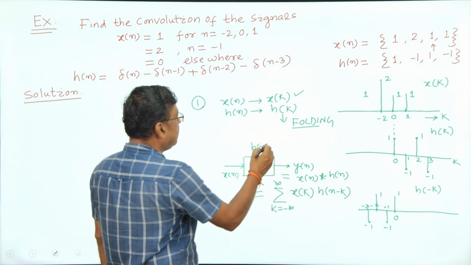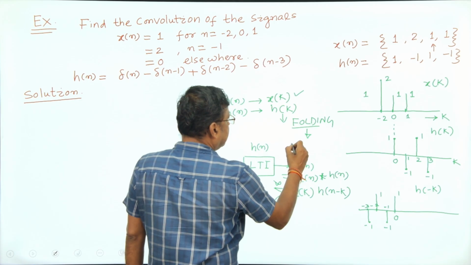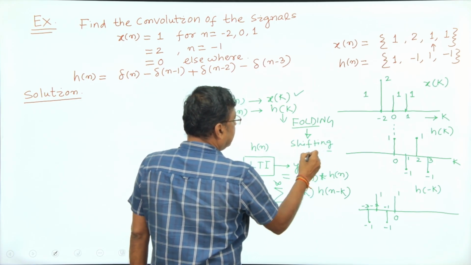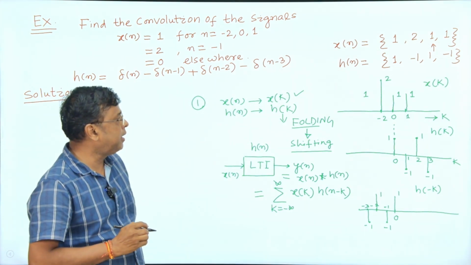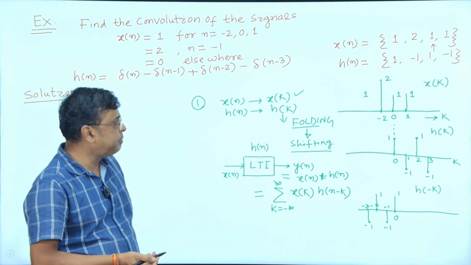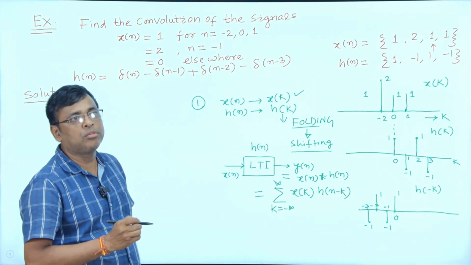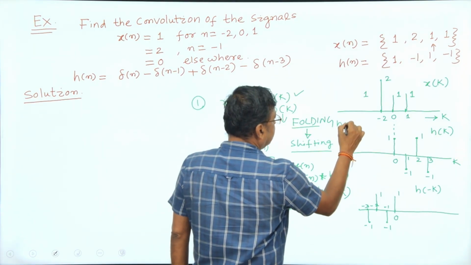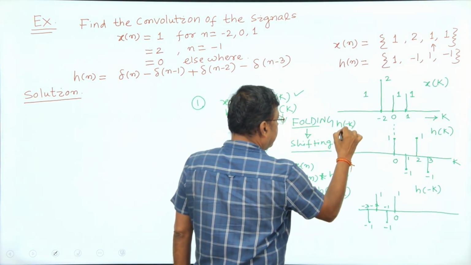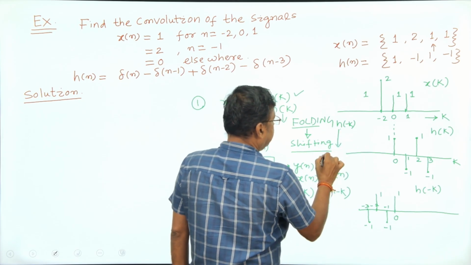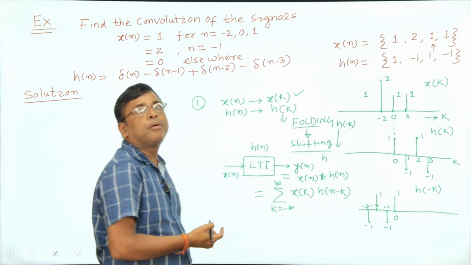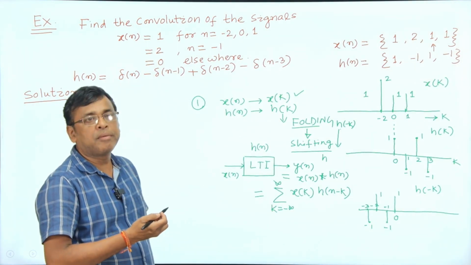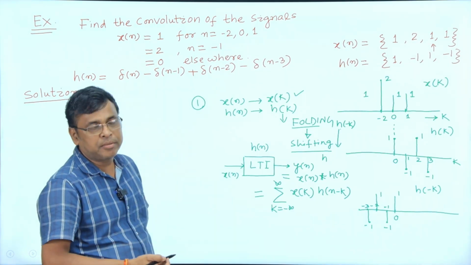Then after folding comes shifting. What is the shifting property? After folding, you have h of minus k. After h of minus k, then shifting. Shifting means h of minus k is shifted by plus 1, plus 2, plus 3, and minus 1, minus 2, minus 3 for every successive sample.